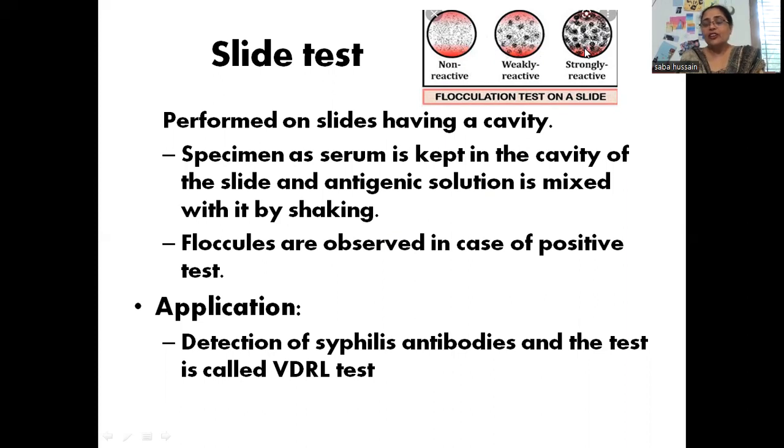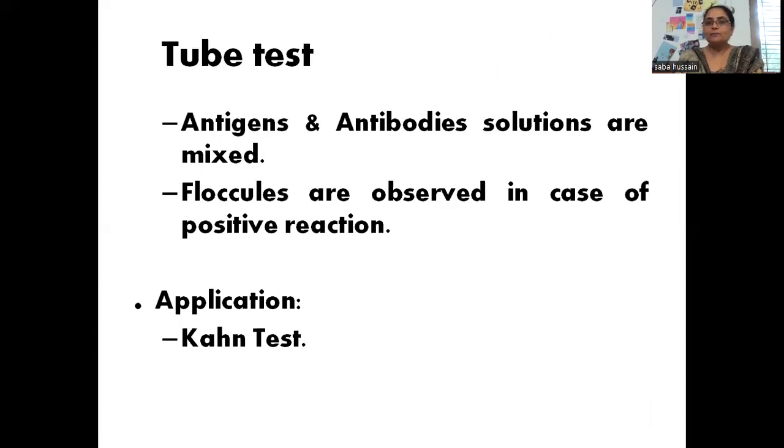And this is a very commonly used test. It is called VDRL also. This is the Venereal Disease Research Laboratory test. And in this, what happens? Syphilis antibodies can be detected by it. And this is used for detection of syphilis antibodies.